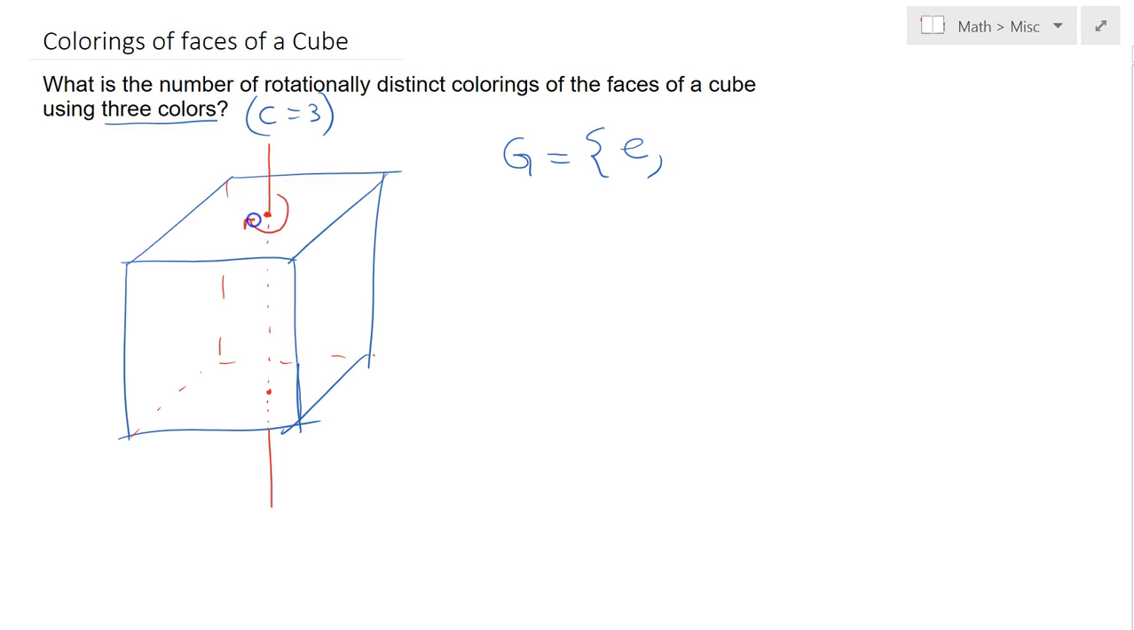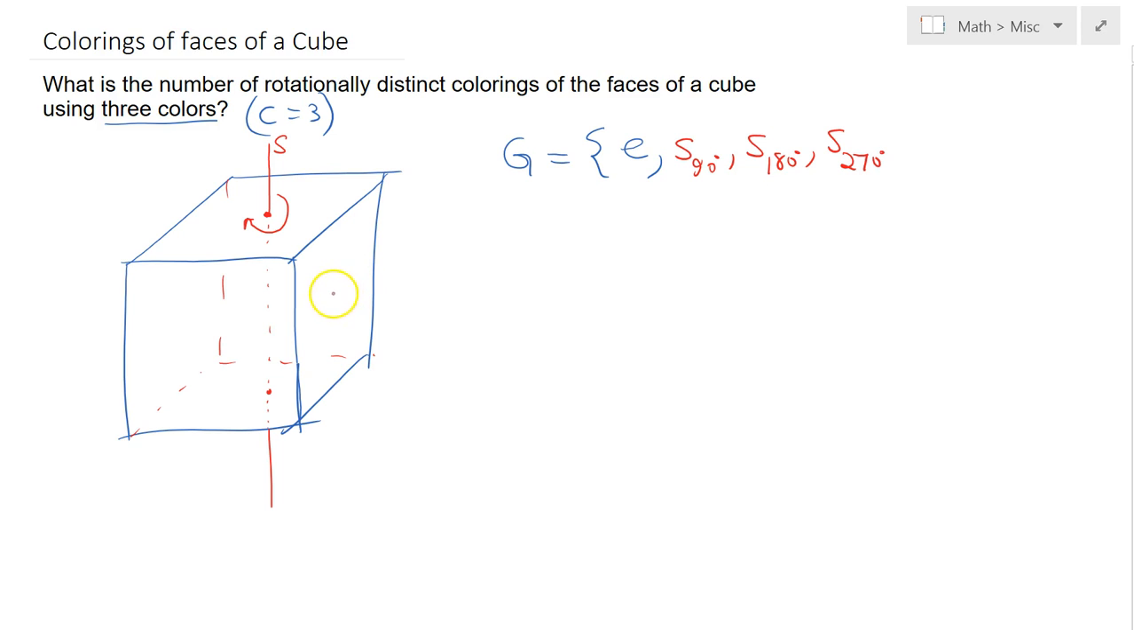We have multiple rotations here. We can have a 90-degree rotation, a 180-degree rotation, or a 270-degree rotation. Let's call this axis S. So we have S sub 90 degrees, S sub 180 degrees, and S sub 270 degrees.